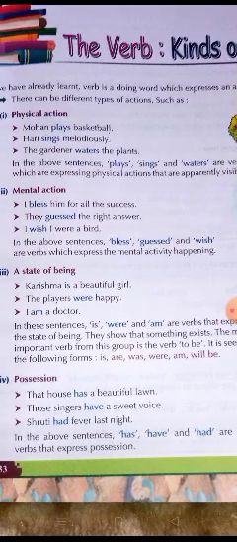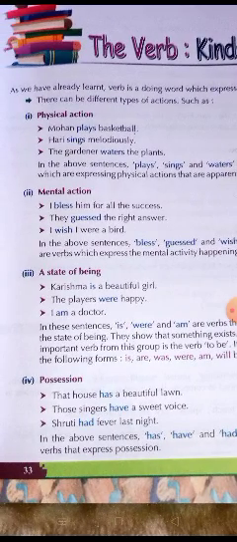Now children, last one is possession. Possession means ownership. When we show the ownership of anything, it is called the possession. So this is another kind of verb. The house has a beautiful lawn. So who is the owner of the lawn? Where is the lawn? In the house. So the lawn's owner is the house. So that is why we have said it. The house has a beautiful lawn.